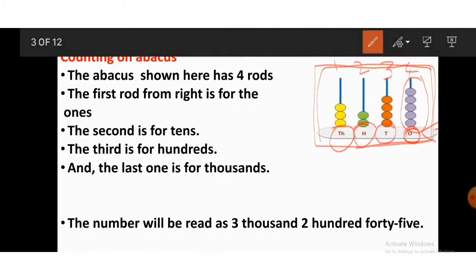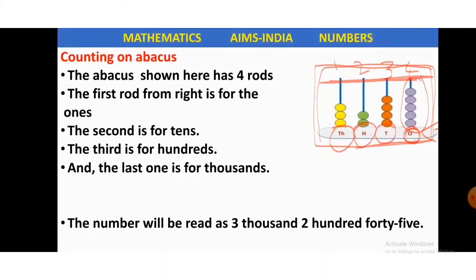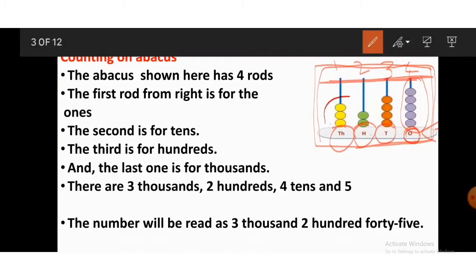Now, how many digits is this number? This is a 4 digit number: 1, 2, 3, 4. And what will the number be? We have to count the number of balls on each rod. What should we do, children? We should count the number of balls on each rod. Let us count, shall we? First, we'll count the number of balls in the ones place. 1, 2, 3, 4, 5. There are 5 balls in the ones place. Now coming to the tens place, how many balls are there here? 1, 2, 3, 4. 4 balls in the tens place.